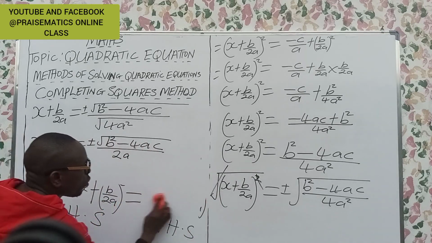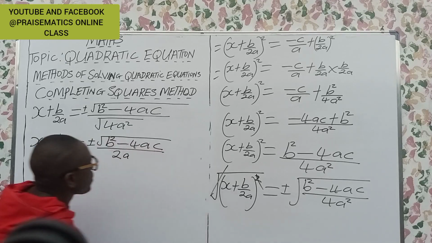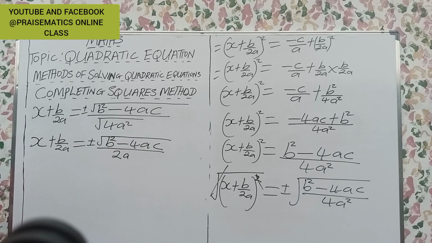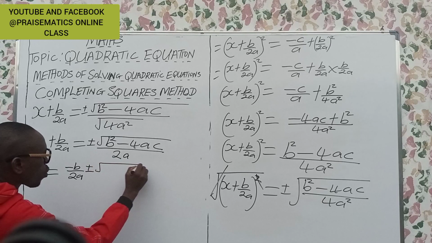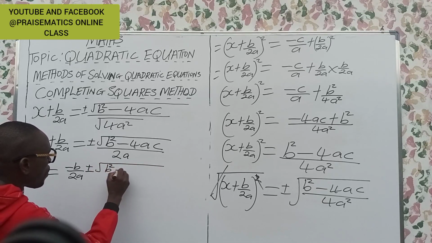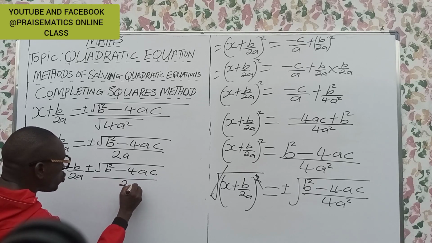Okay, I hope you are following. Yeah, thank you. Okay, let's go. Now, looking at this, step 8, step 9, what are we doing here? We need to make x the subject of the formula, so x is equal to this, and we cross the sign of equality to become minus b over 2a plus or minus square root of b square minus 4ac all over 2a.